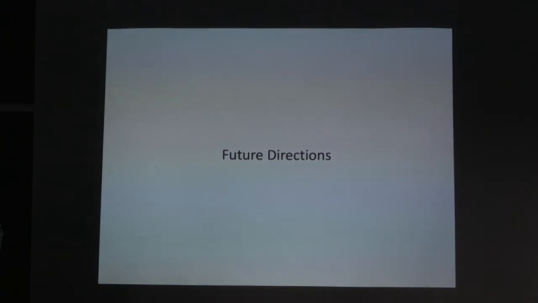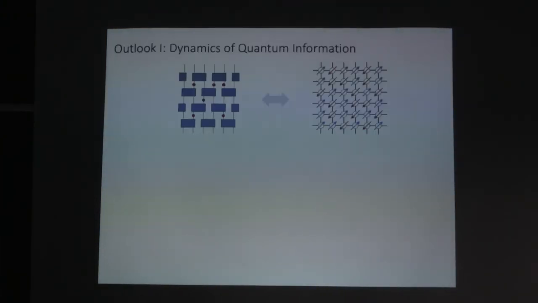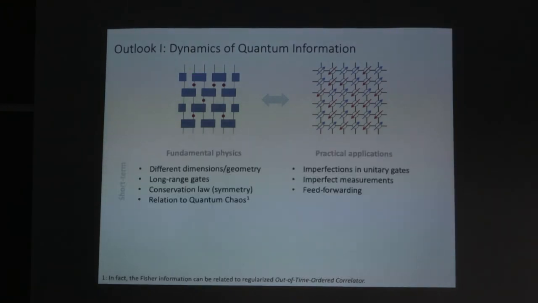So, next I'll talk about a couple of future directions. The first is the direct generalization of this research. On the fundamental physics side, it'll be interesting to look at different geometry or dimensions, or the presence of long-range interaction, conservation law, or connection to quantum chaos. We know that the Fisher information that we extracted is actually related to the out-of-time-order correlator in the perturbative regime. So, if you're interested, we can talk about that.